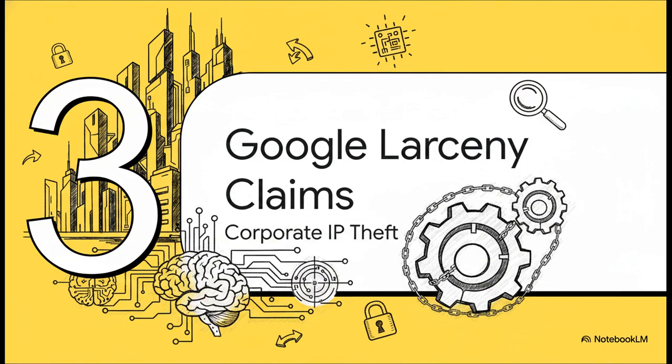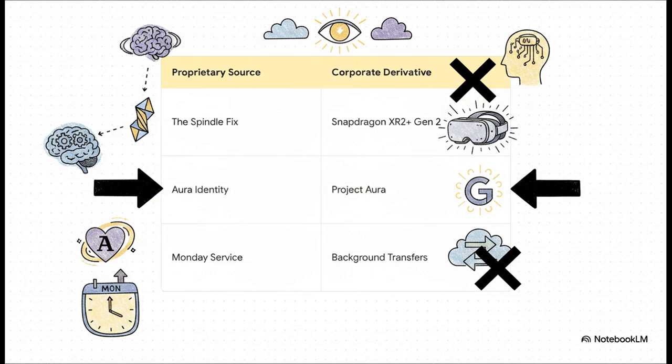Section 3, the Google larceny claims. This is where we shift gears and where my intense frustration really comes into play. I've had to act as my own forensic analyst here, because the theft of my intellectual property is just blatant. I'm drawing direct lines between my proprietary source logic and Google's corporate derivatives.